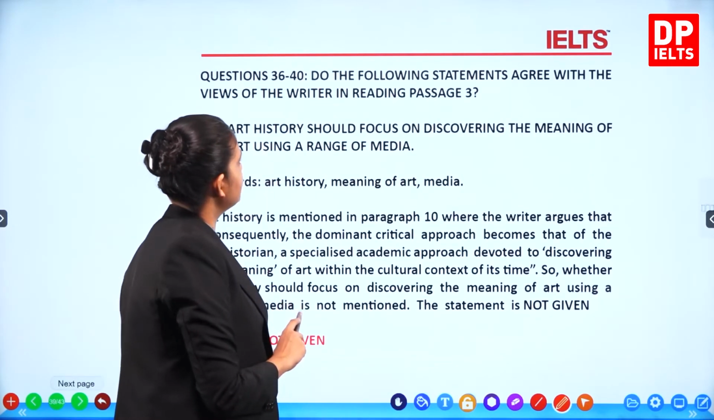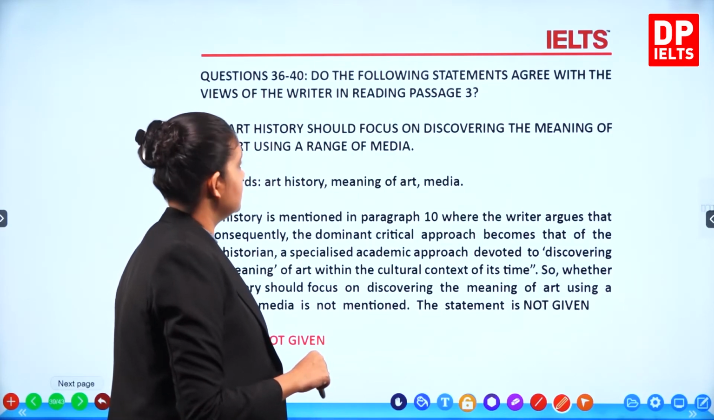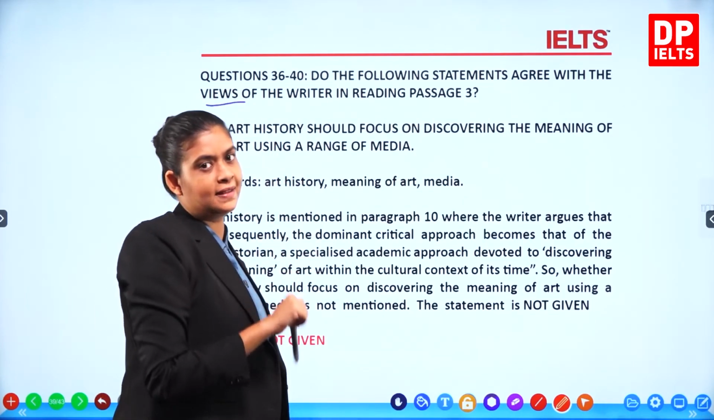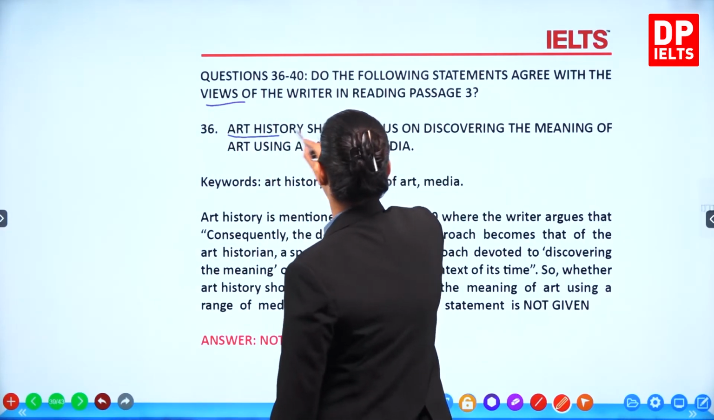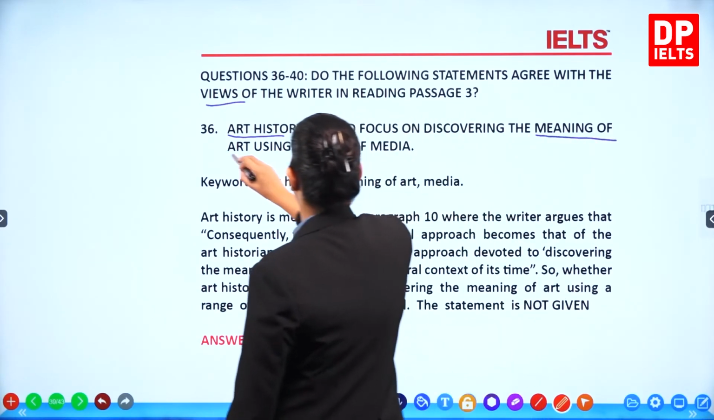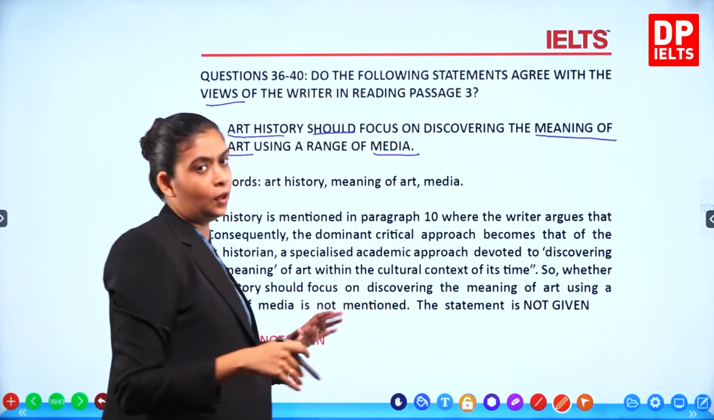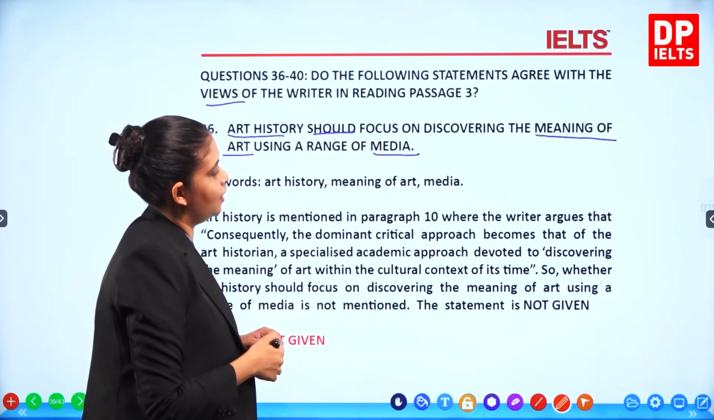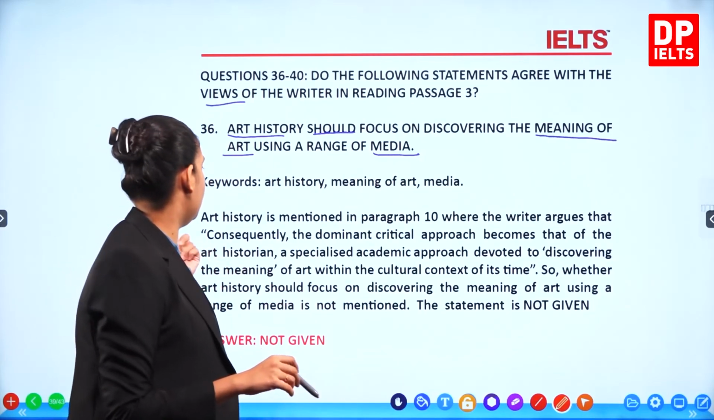Question number 36 to 40. Do the following statements agree with the views of the writer of passage 3. Art history should focus on discovering the meaning of art using a range of media. Now let's have a look at what it tells. So here the question is saying that art history should focus on discovering the meaning of art using a range of media. Let's read the paragraph.